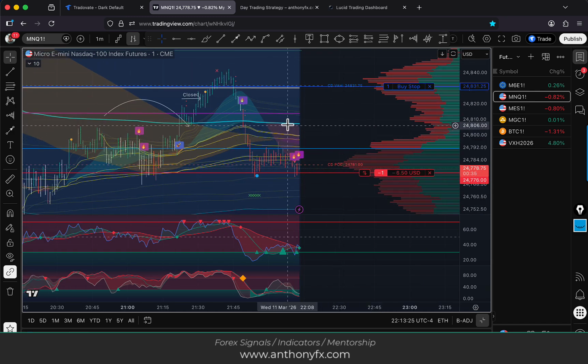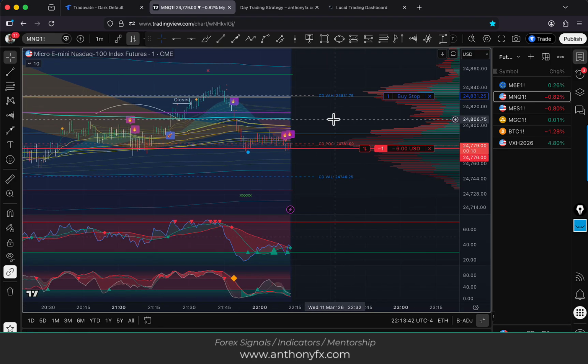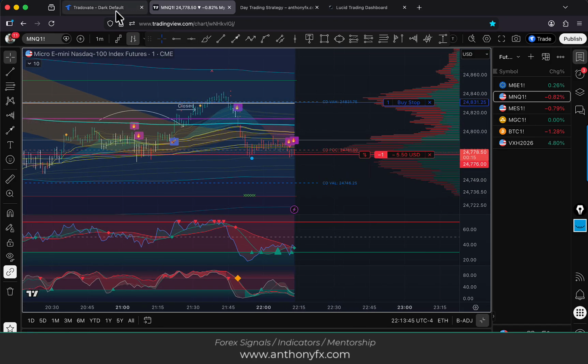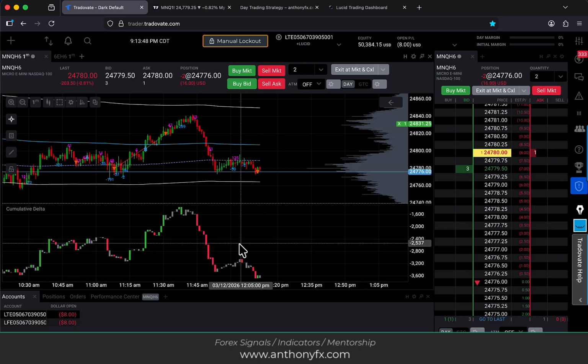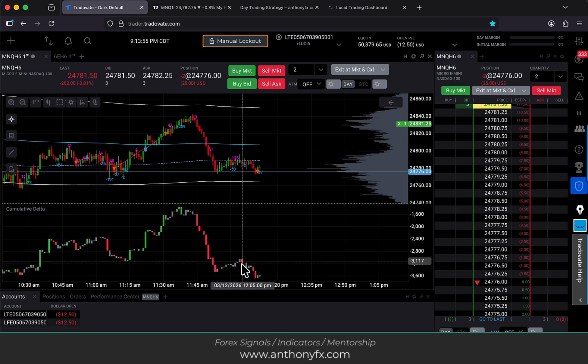Okay, see the blue, the purple, and the white. Yeah, we did have a push up earlier. Took that trade and closed it, but now we are looking at this setup here. So see how we go with that. Oh yeah, in Trader we've got strong bearish cumulative delta you can see here.